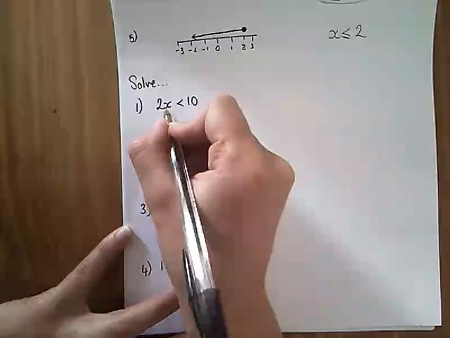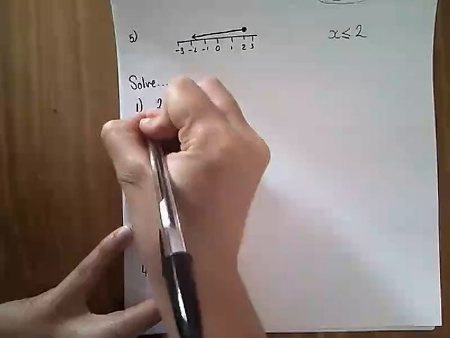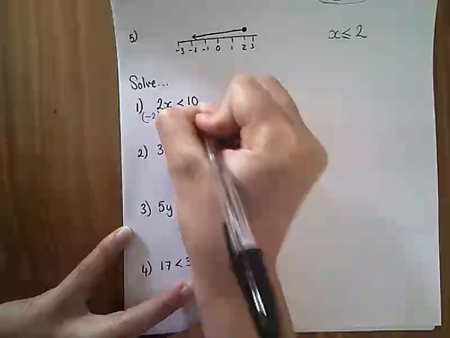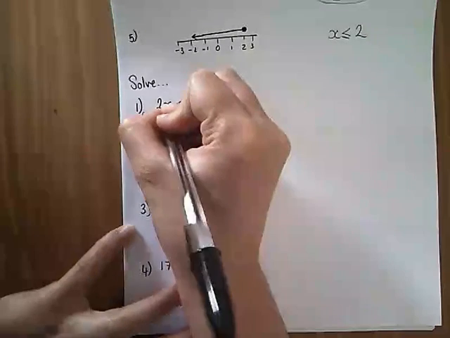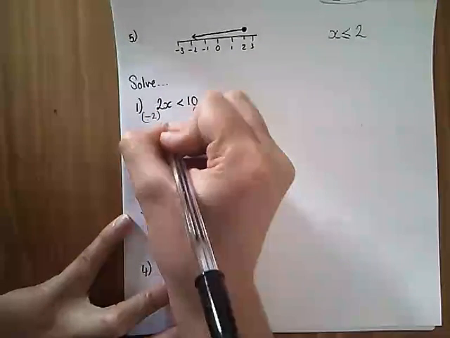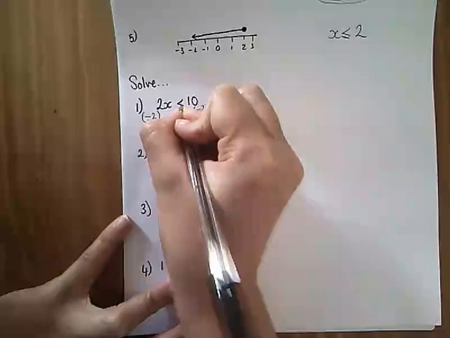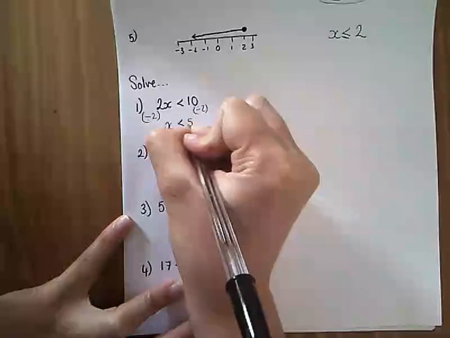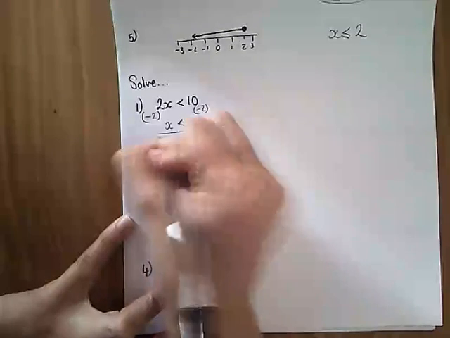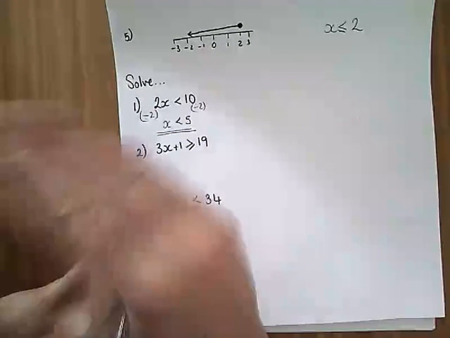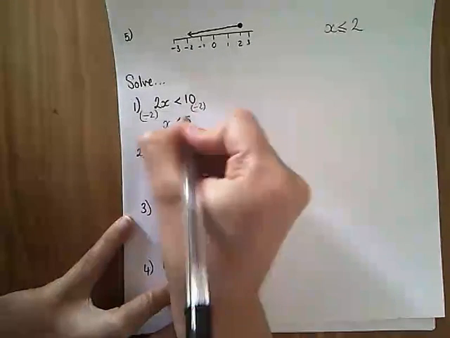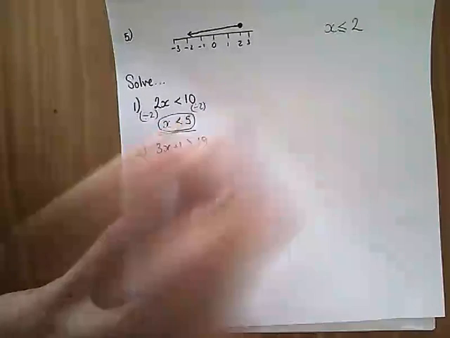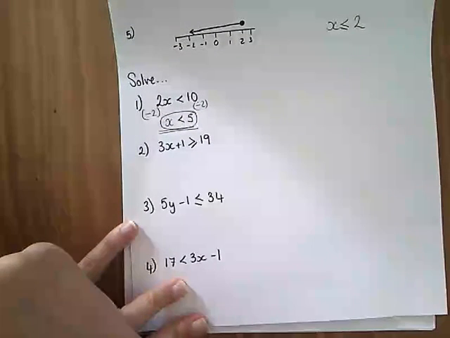Okay, so to get x on its own, I divide by 2 on both sides because x is being times by 2, so to reverse the times by 2, I divide by 2, leaves me with x. I've still got that inequality sign, and 10 divided by 2 is 5. So what that tells me is that x is less than 5. That is solved. That is exactly what you would write on your answer, x is less than 5. Okay? Right, same thing here.